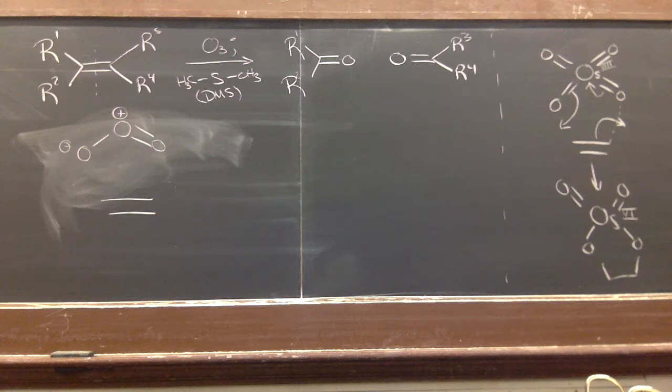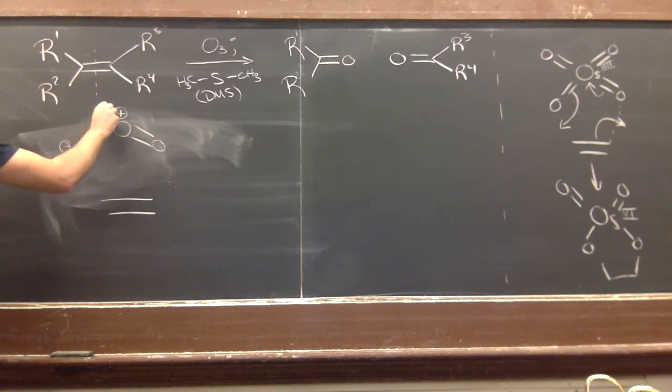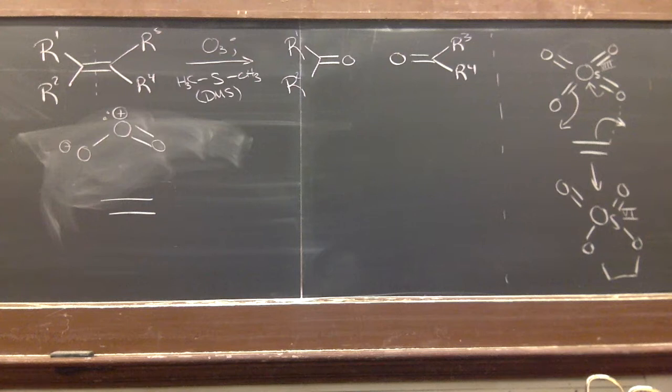Sorry, I said before, as I drew this ozonide, it's linear. It probably actually should look like that, right? If you think about it, it should actually be bent. I don't know why I said it was linear before. If you think about it, what's that? Yeah, it should be trigonal planar, right?